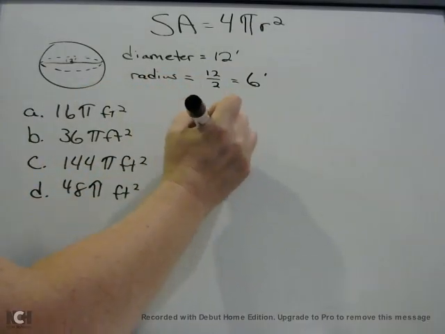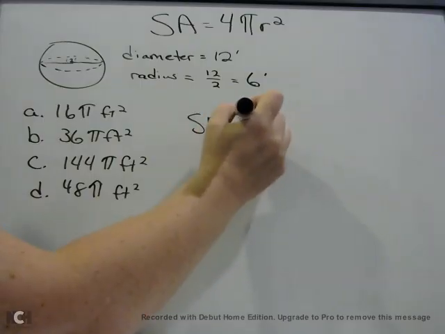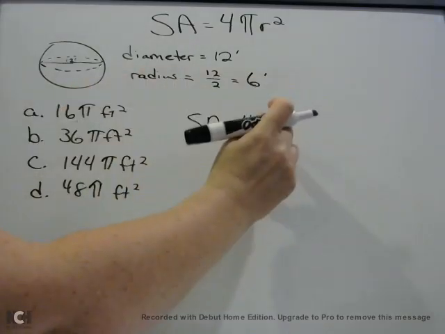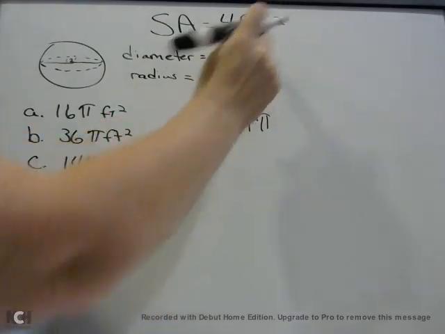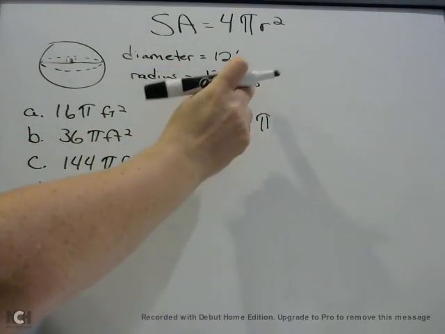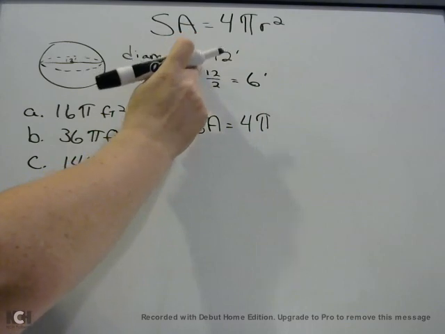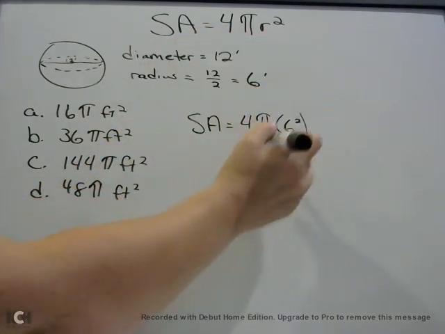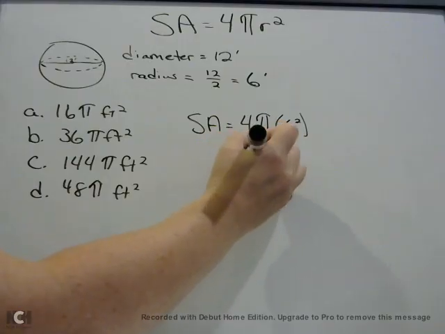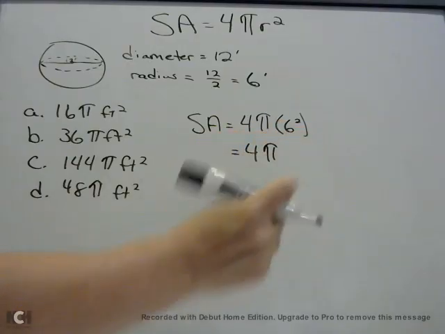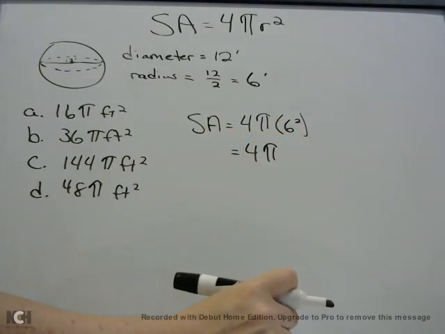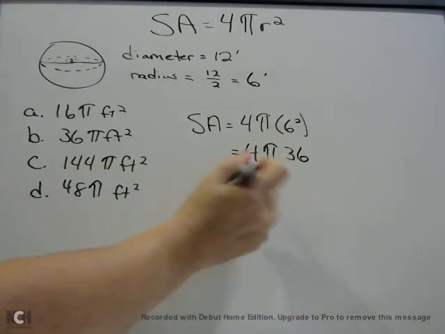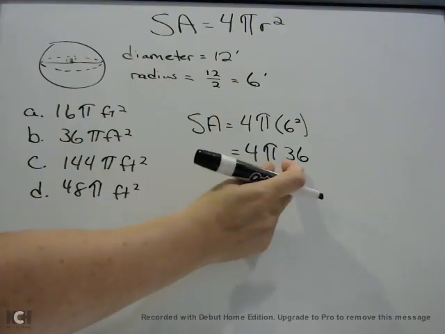So we go to the formula sheet, surface area equals 4 times pi times radius squared. We're not going to multiply pi out because our answers aren't. So we found the radius. Remember, find the radius, not the diameter. Radius squared, 6 squared. So it's 4 times pi. 6 squared is 6 times 6, which is 36. So now we have 4 times pi times 36.